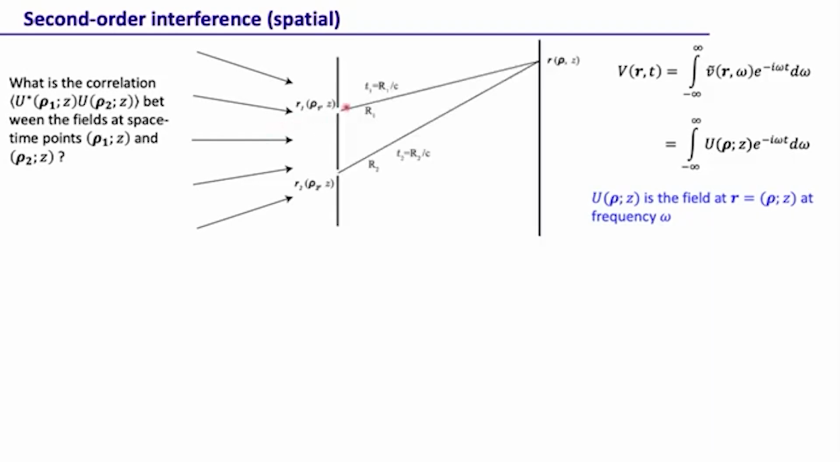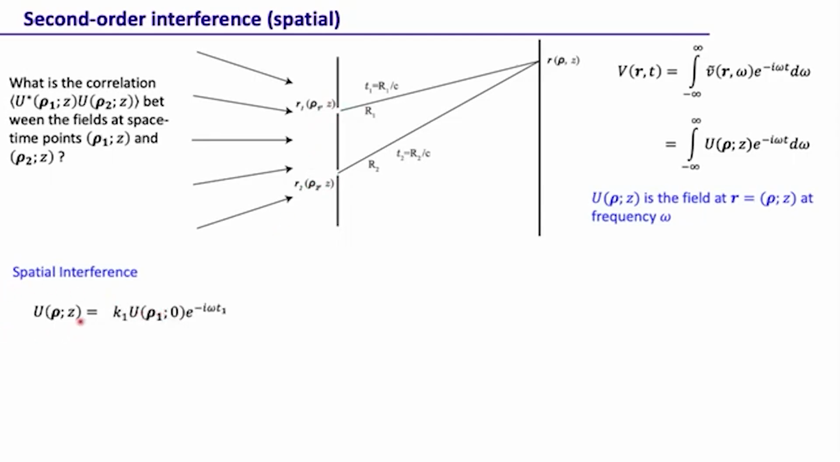Okay, so now as to the answer of this question, how do we do it? Again, the methodology is the same. We take part of the field from this point r1 and part of the field from this point, and then we combine it at some other point, and then by looking at the intensity at this point, we should be able to get the correlation between the fields at these two points. So that's the spatial interference again.